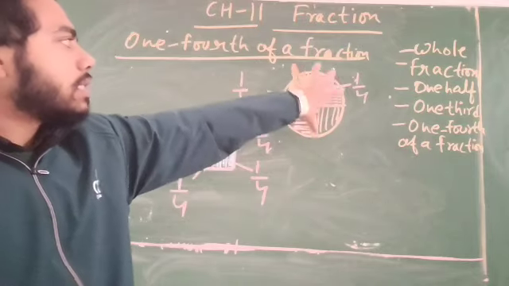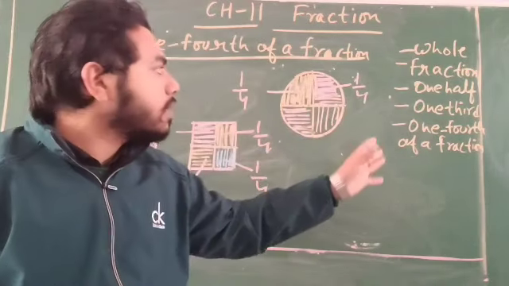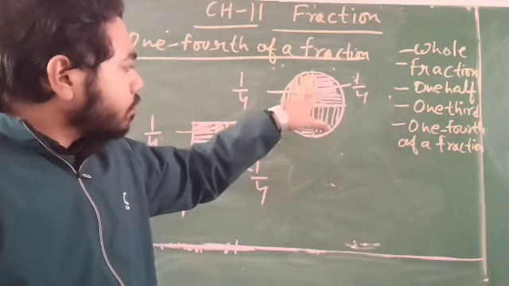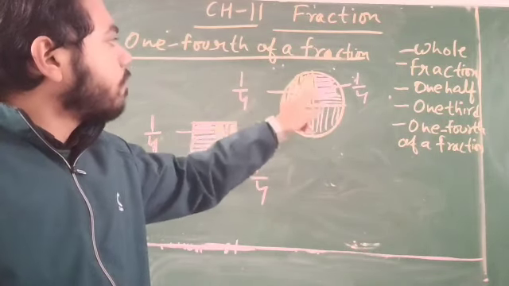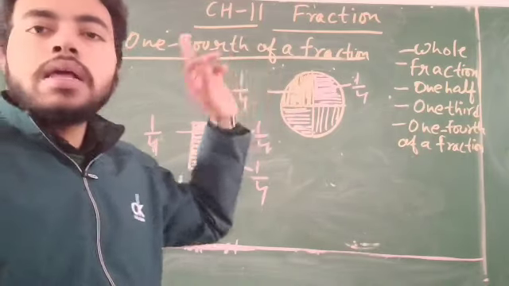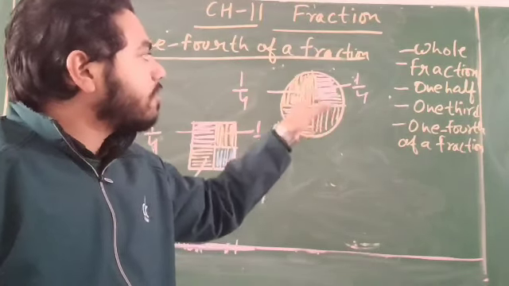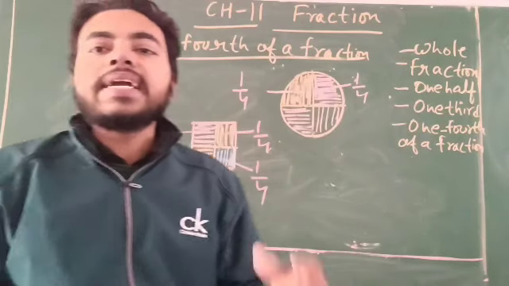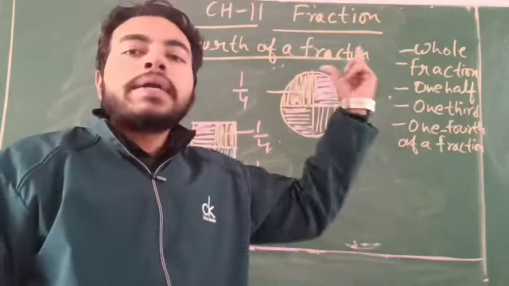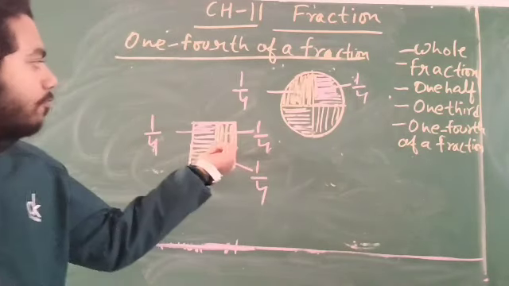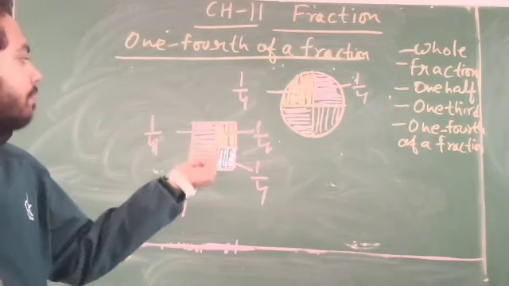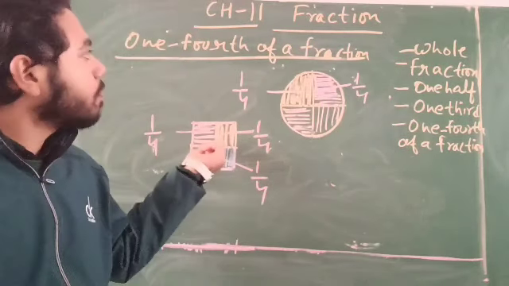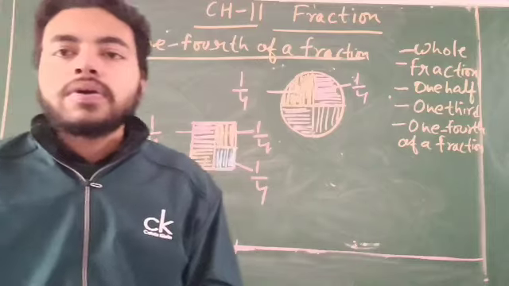In this figure, the circle is divided into 4 equal parts and each part will represent 1/4. So suppose if you get one part of the circle, which is already divided into 4 equal parts, we can say that we get 1/4 part of that circle. If we get 1/4 part of a square, we will say that we get 1/4 part of that square.